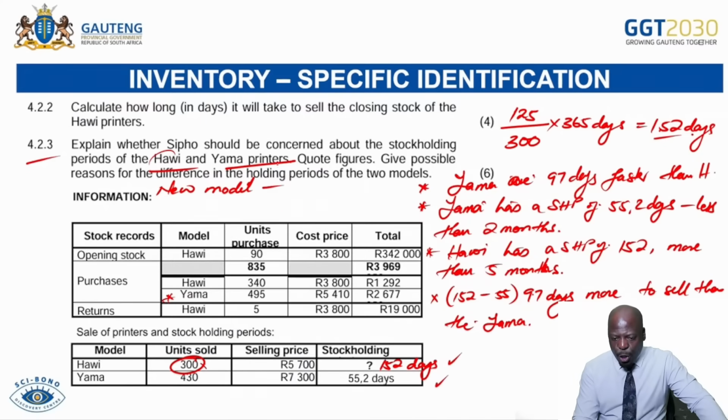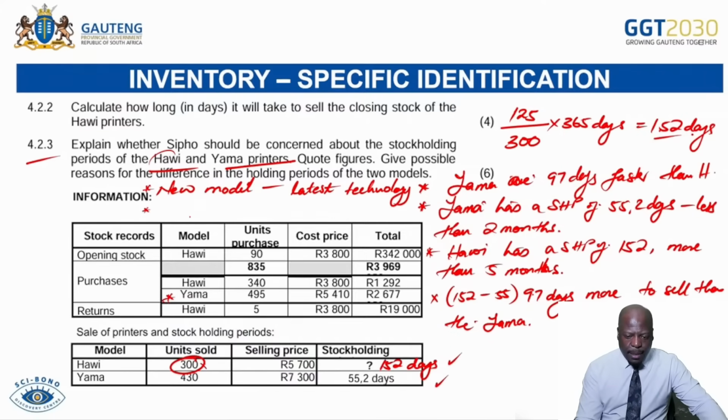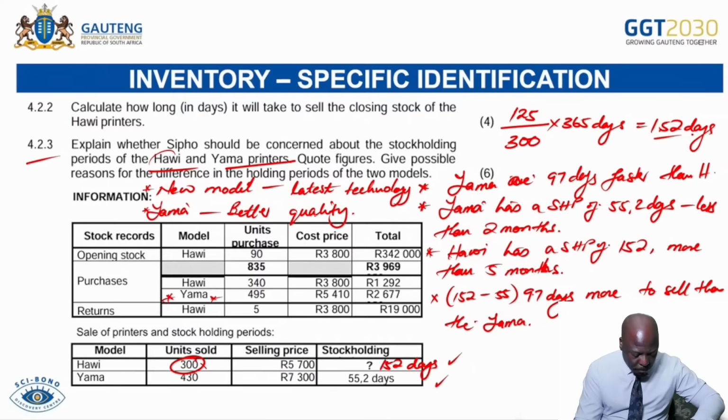And once it's a new model, remember, you're talking about printers, it will possibly have the latest technology because it is a new model. And the next thing that you can also look at is the Yama, that is the new one. The Yama is likely to be of better quality. It is of better quality, hence it is selling faster.